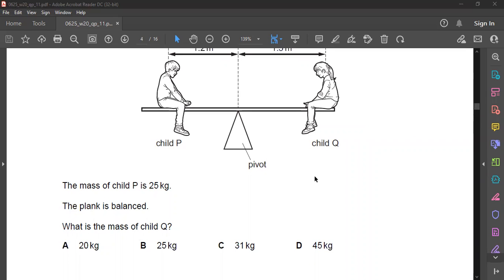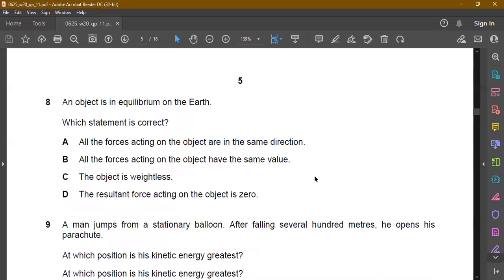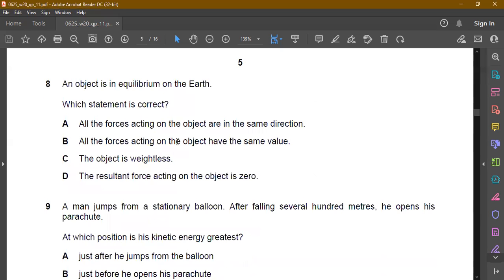Okay, next, number 8. An object is in equilibrium on the Earth. Which statement is correct? All the forces acting on the object are in the same direction. All the forces acting on the object have the same value. The object is weightless. The resultant force acting on the object is 0. Okay, which one is the correct answer? Yep, the correct answer is D.